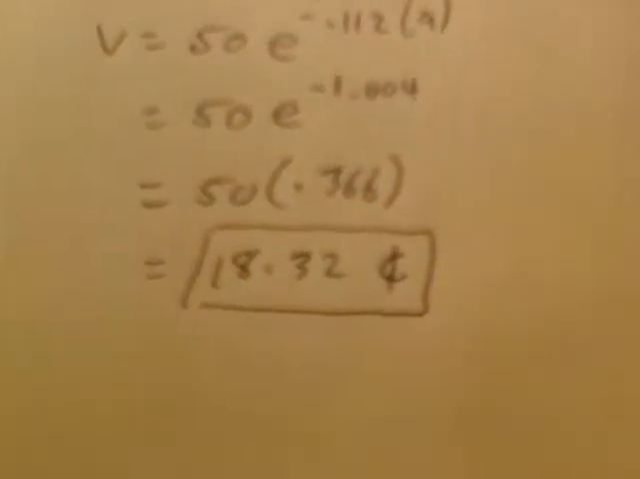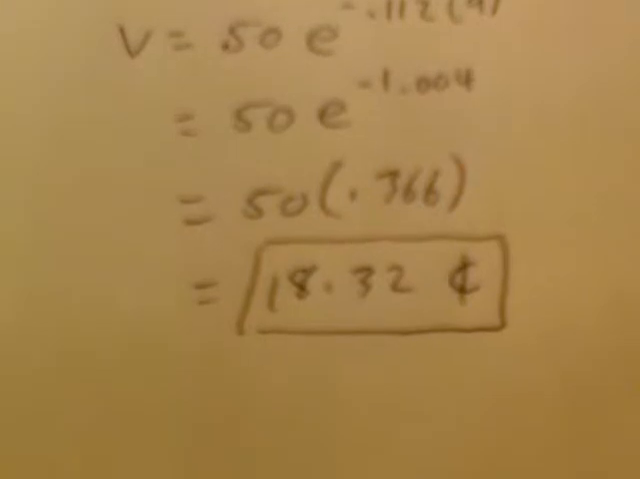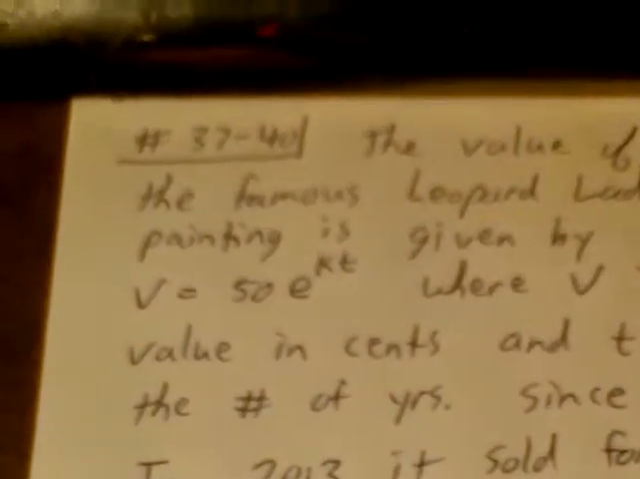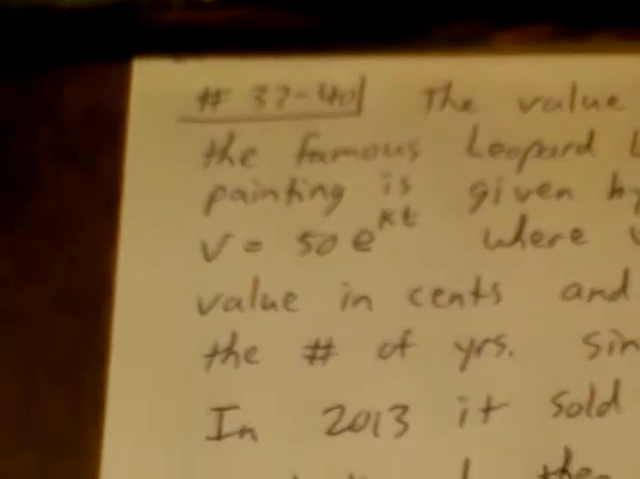So that's how much that great painting is worth in the year 2020, 18.32 cents. This problem is very similar to 37 to 40. Those don't necessarily have to do with paintings, but they do have to do with this kind of use of the formula, the PERT formula, basically. All right, and our last problem.